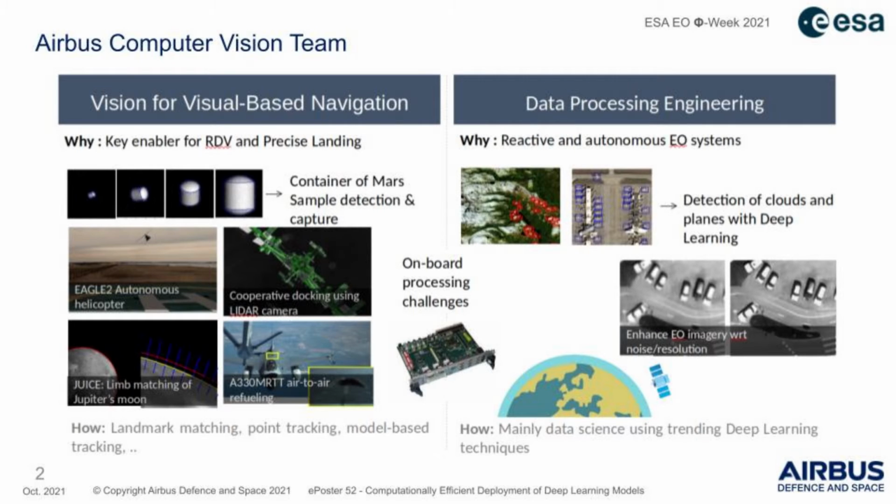The computer vision team is composed of dozens of engineers and breaks its activity in two principal axes. The first axis is vision-based navigation, which uses optical sensors to get precise localization information. The second axis is about semantic information extraction and is mainly related to data sciences.